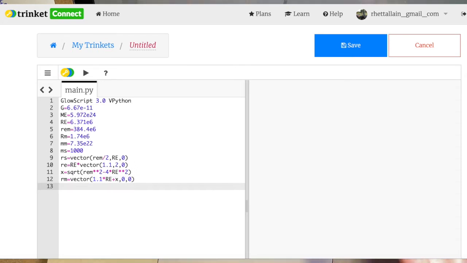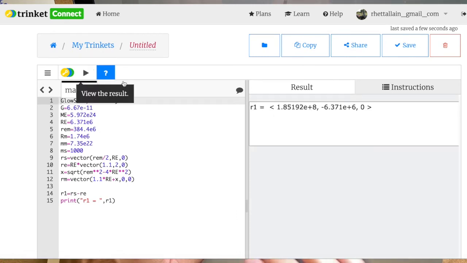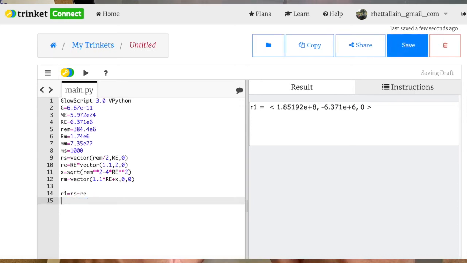Okay, so first things first, calculate R1. R1 equals, I'm just copying this down straight from my notes here, RS minus RE. If you want to print that out, you can, but you don't have to. I can say print R1 equals R1. And then I should save this and run it. So there's R1. But I don't actually need that, so I'm going to delete that.